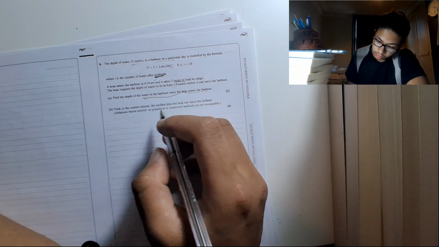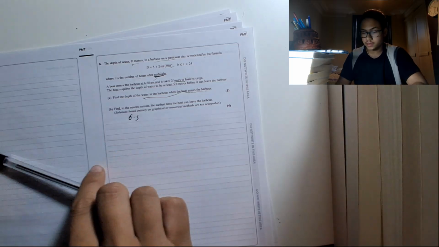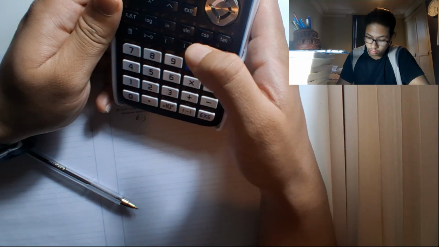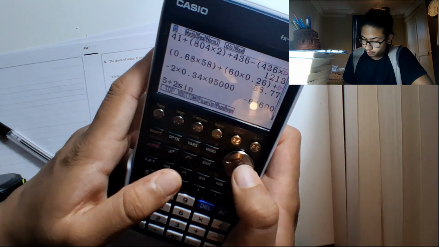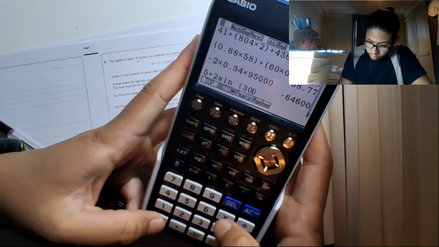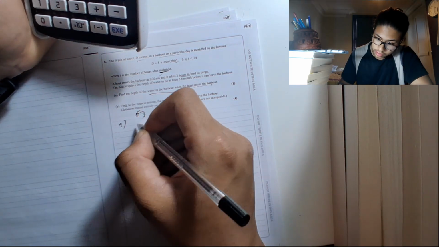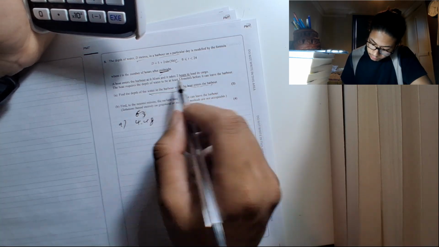So you just sub in. It enters at 6 after midnight, so you just sub in 6.5. Let's do this in the calculator. 5 plus 2 sine, let's make sure we're in degrees, 30 times 6.5. I think you can just write the answer, 4.48. The IB is always 3 significant figures. That's what I've got a habit of.